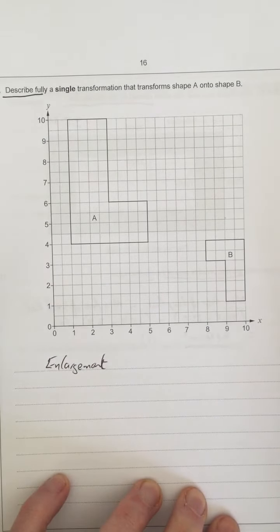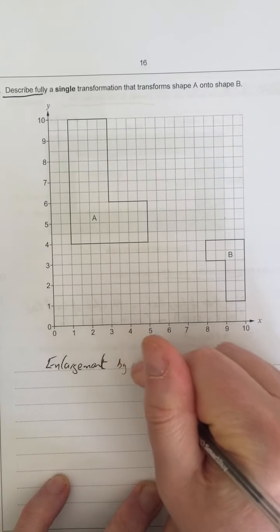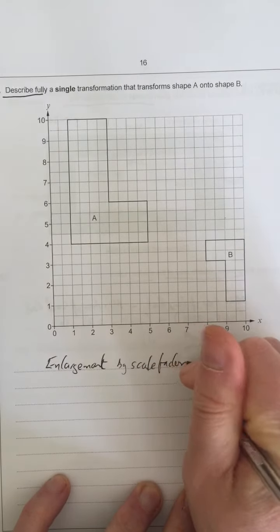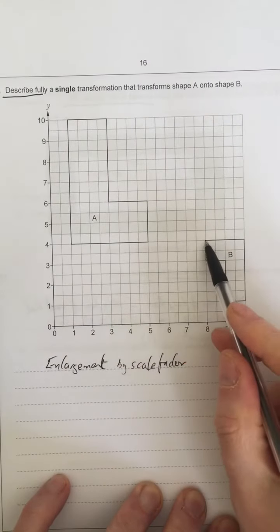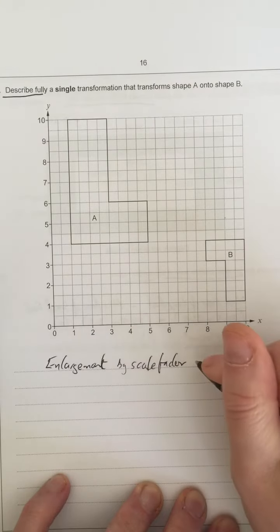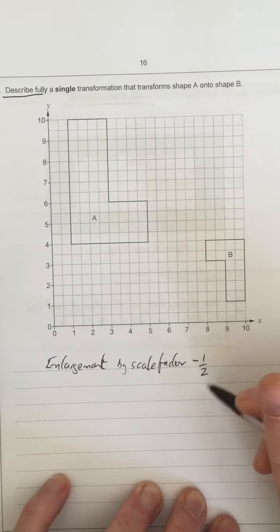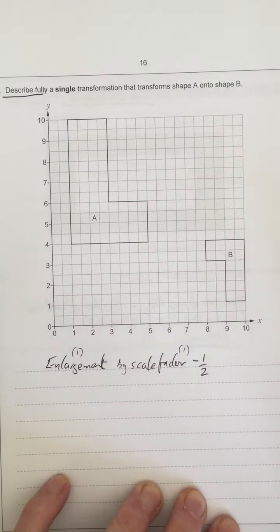What we need next is the scale factor. So it's an enlargement by scale factor. Well, we can see it's half the size. For example, here, that's 2 squares, that's 4. But we can also see it's been spun round and it's upside down. That means it's a negative enlargement. So it's a scale factor of -1/2. That's your second mark. So 1 mark for the word enlargement, 1 mark for the correct scale factor.